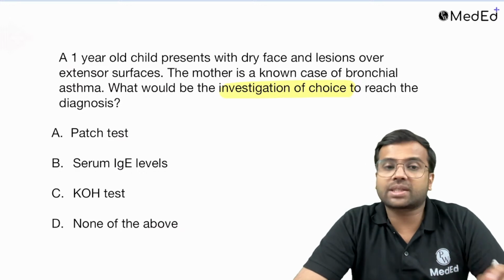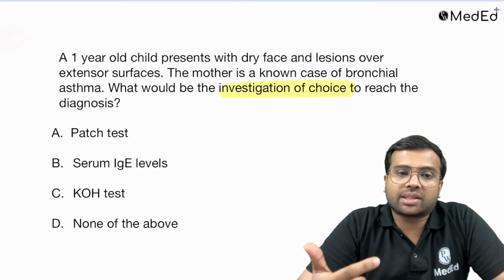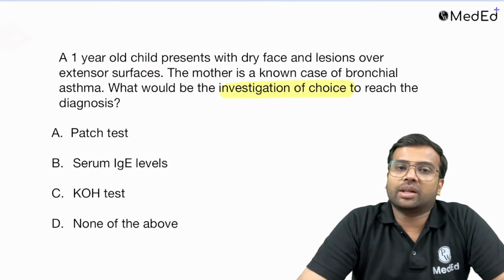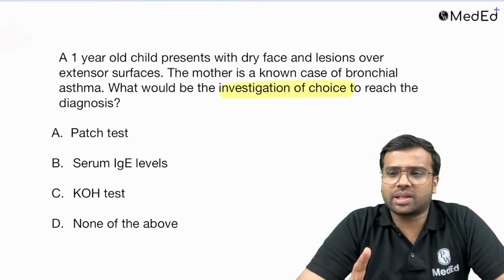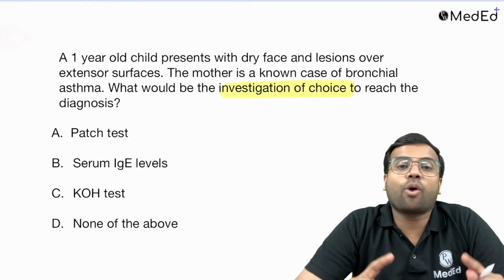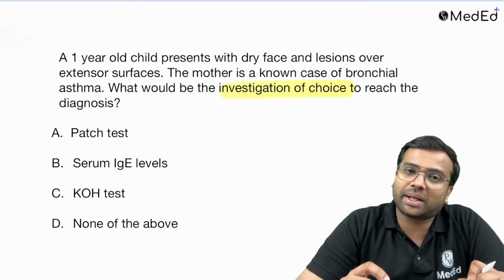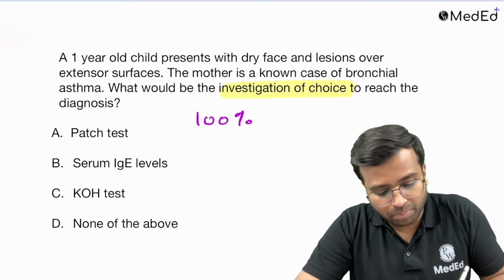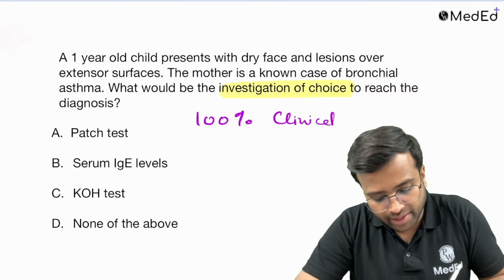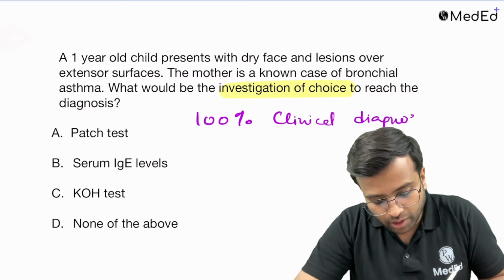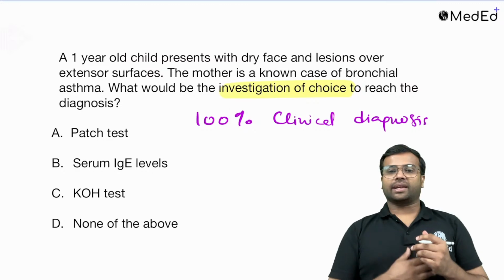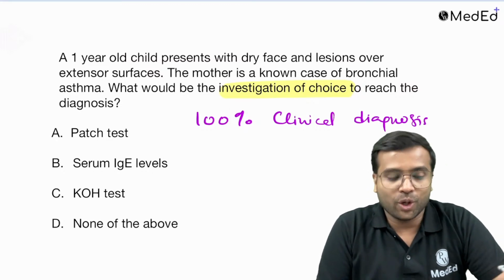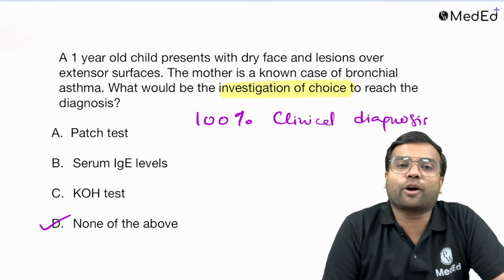Now let's see the options. Patch test, serum IgE levels, KOH test, none of the above. Now remember, our diagnosis here is atopic dermatitis. So how do we make a diagnosis of atopic dermatitis? I have already told you that this is 100% clinical diagnosis. So if it is 100% clinical diagnosis, do we need any investigation to reach the diagnosis? No. So here the right answer would be none of the above.